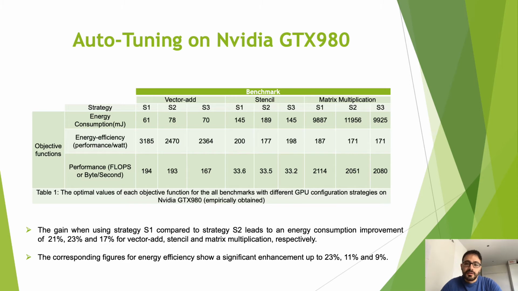Among our 5 different GPUs, our results on the Nvidia GTX 980 provided more interesting results. For example, we could improve the total energy consumption for the vector add, stencil, and matrix multiplication benchmarks by 21, 23, and 17% in comparison to only tuning core and memory frequency, I mean the S2 strategy. We could also improve the energy efficiency for these 3 applications by 23, 11, and 9%.